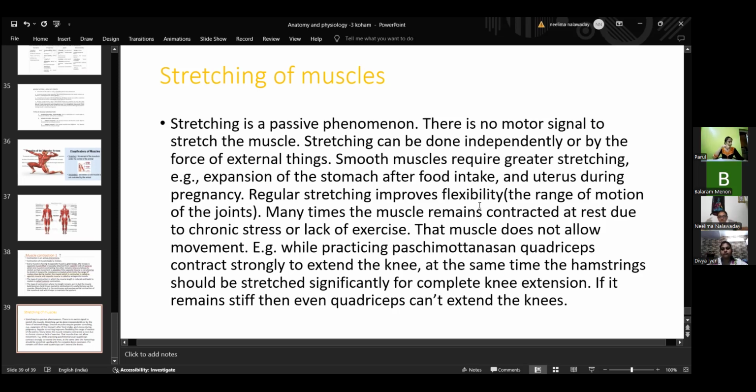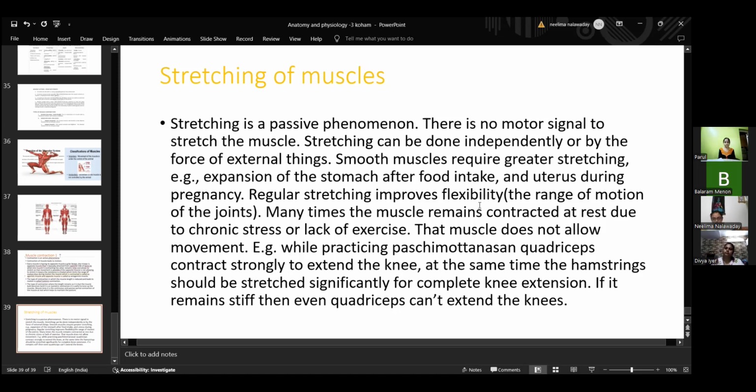Generally, we see in the neck and shoulder area, lots of people pull their shoulders like this and continuously stay in this position. It is because of chronic stress. Automatically, the muscles become used to this position, and they remain contracted because of stress and lack of exercise. That muscle does not allow movement.